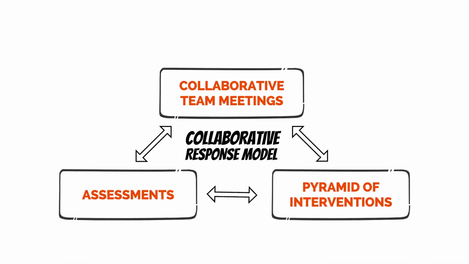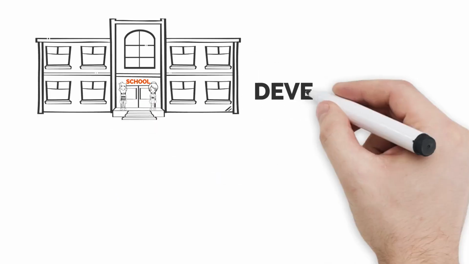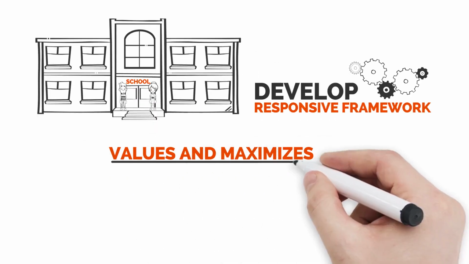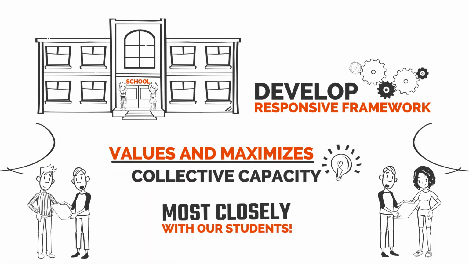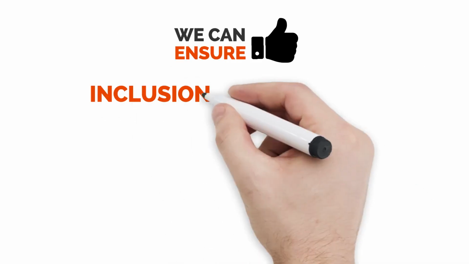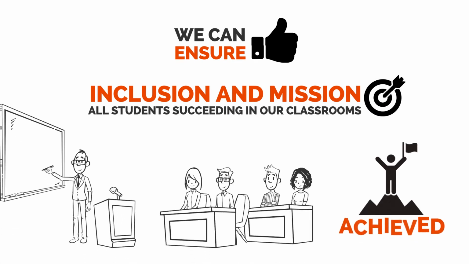By establishing a collaborative response model, schools can develop a responsive framework that values and maximizes the collective capacity of those working most closely with our students. We can ensure that inclusion and the mission of all students succeeding in our classrooms is achieved.